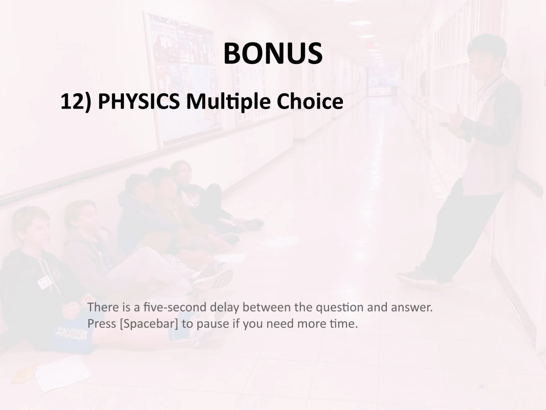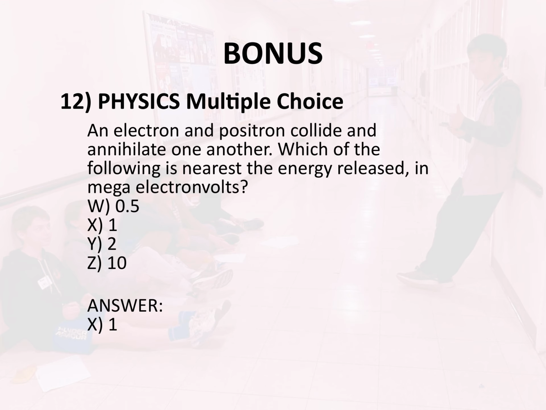Bonus 12. Physics. Multiple choice. An electron and positron collide and annihilate one another. Which of the following is nearest the energy released in mega electron volts? W. 0.5, X. 1, Y. 2, Z. 10. Answer: X. 1.